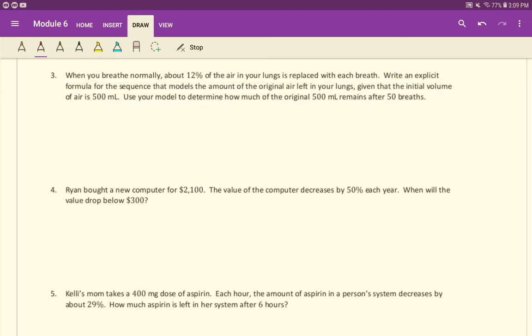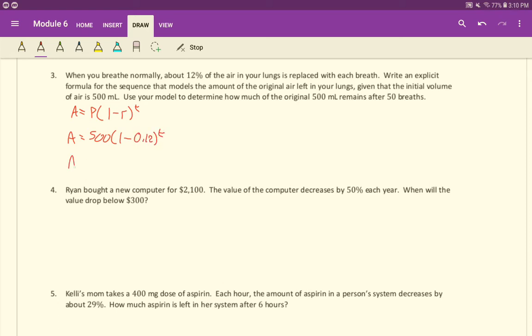Okay, so this is exponential decay because we are changing out the air in our lungs at a rate of 12%, reducing the amount of the original air in our lungs. So exponential decay again is A equals P times 1 minus R to the T. In this case we're starting with 500 milliliters of air in our lungs. And what is the percent change? 12% is what we're reducing, so as a decimal, 0.12, to the T.